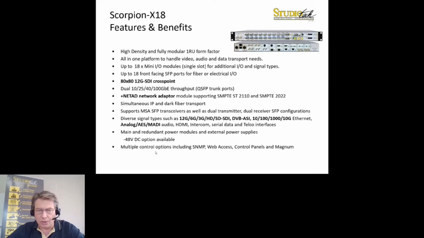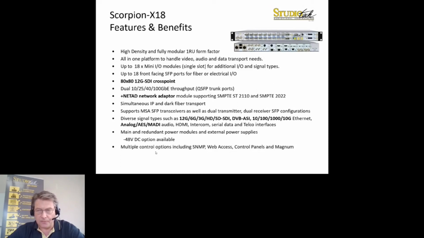The trunk allows transport simultaneously over IP or over dark fiber. As you can see in the text, there is 1 gig, 10 gig, and 100 gig Ethernet support. It's very easy to have two Scorpion X18 devices remotely from each other, connected in between by fiber, and just tunnel your Ethernet LAN from one location to the other location.